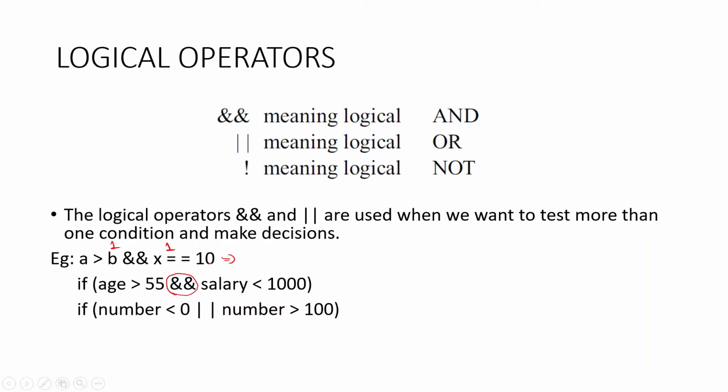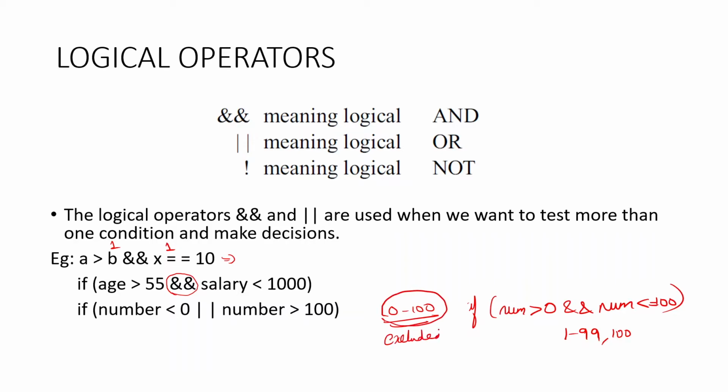But if you want to represent that a number should be between 0 and 100, that means the number should be greater than or equal to 0 and the number should be less than 100. So we normally write it as if num greater than 0 and also num less than 100. This means it will be a value between 1 and 99, because it is greater than 0 and less than 100. If you need to include 100 also, you should write num less than or equal to 100. And here, what is the meaning? If the number is less than 0 or the number is greater than 100, this range is excluded.